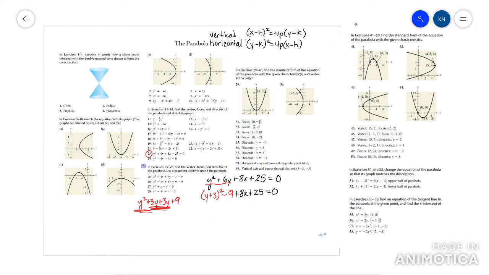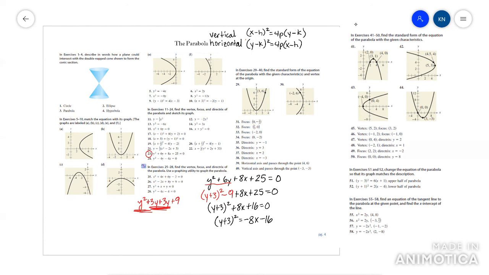So, all right, from here, I would group stuff. I'd call it y plus 3 squared. And then I'd have my plus 8x. And then I've got minus 9 plus 25 is plus 16 equals 0. All right, and similar to before, I'm going to try to isolate that square. So I'm going to move all this stuff to the other side. So it'd look like this. y plus 3 squared equals negative 8x minus 16.